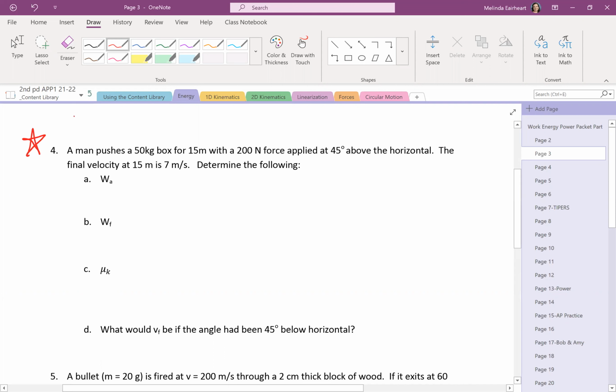Hint, hint, step one. What's a good idea to start with? Force diagram, free body diagram, whatever you want to call it. Draw it out. And you'll need a calculator, so go grab one. They've been charging since yesterday. I'll give you about 10-ish minutes, 12 maybe, and then we'll kind of quickly go through it.